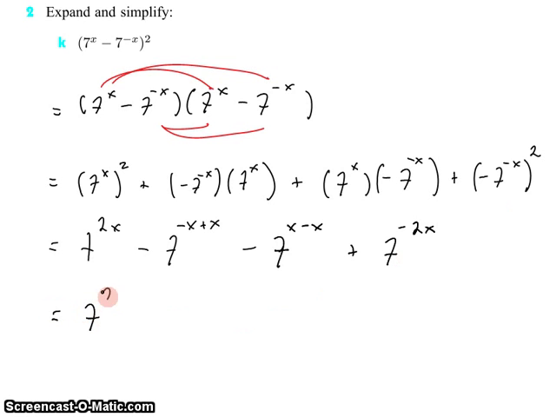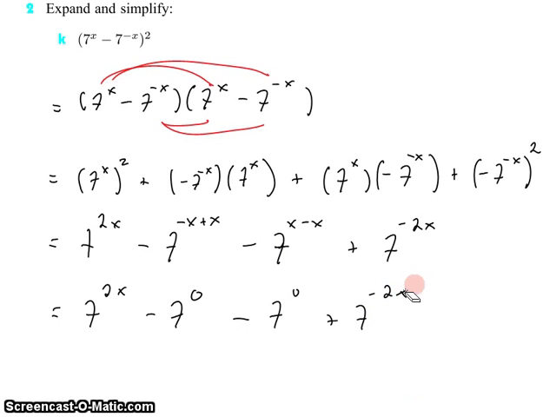This gives us 7 to the 2x. Negative x plus x is 0, so this is minus 7 to the 0. x take x is 0, this is also minus 7 to the 0. And anything to the power of 0, except for 0 to the power of 0, is 1. So this is 7 to the 2x take 1, take 1, take 2.